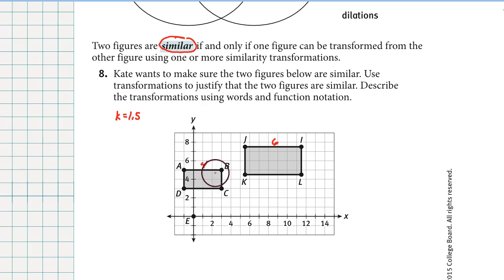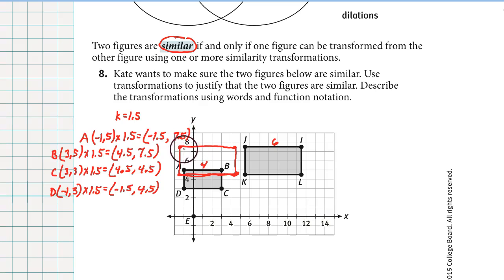Take the coordinates of each vertex and multiply them by 1.5 to see what kind of dots you get. Here in red ink is the rectangle after the dilation is performed. Over here on the left side, you see the work that I did. I took the ordered pairs for A, B, C, and D and multiplied the x and y coordinates by 1.5. Then I graphed the results. That created this red triangle.